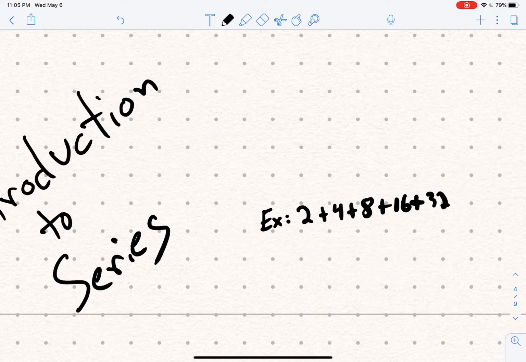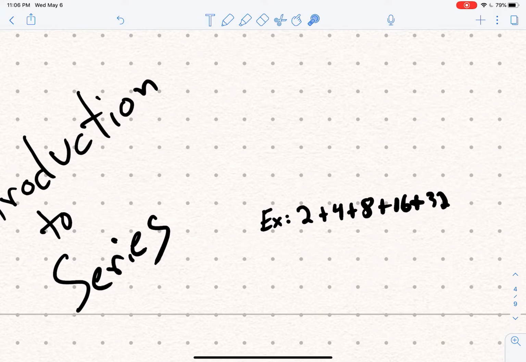It has 1, 2, 3, 4, 5 terms. And this happens to be a series where the terms have a nice relationship. We called it a geometric series before. Each time you move from one term to the next, you multiply by 2. Not all series are like that. And just like sequences, you'll find that for some series the pattern is easy to identify, and some is trickier.